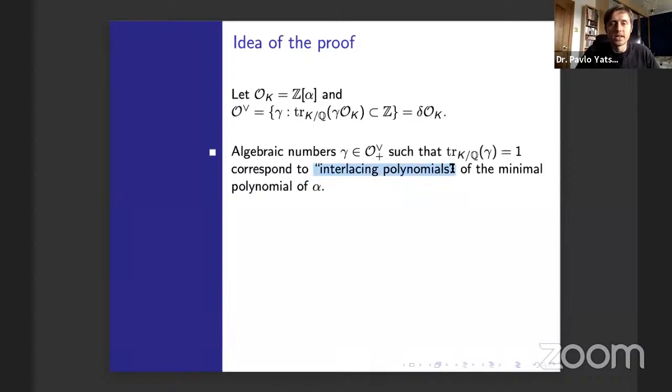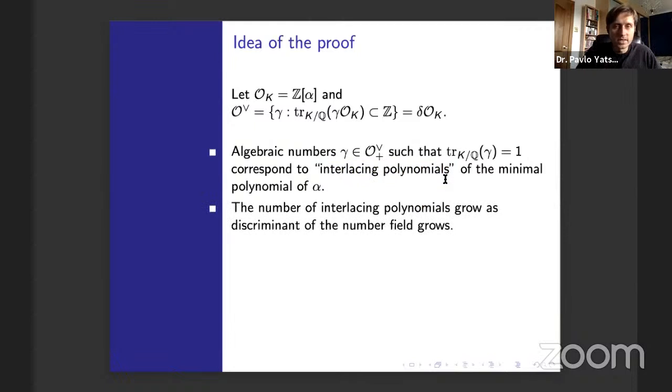I will not explain exactly what these interlacing polynomials are. Nevertheless, if we assume that the number field is primitive, then we can show that the number of these interlacing polynomials grows with the discriminant of the minimal polynomial of alpha. And in particular, given that the number field is monogenic, it will grow with the discriminant of the number field. So long story short, as the discriminant grows, the number of interlacing polynomials grows. And so the number of these elements of trace 1 also grows.